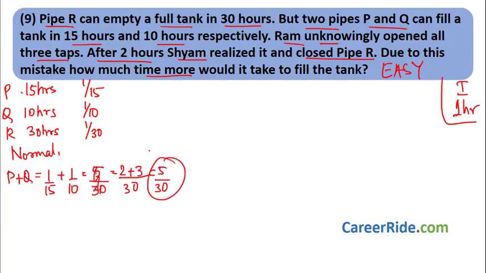This is the amount of work done by P and Q when both are opened. Normally, when just P and Q are opened, that means in 1 hour they do 5 upon 30 amount of work, or fill 5 upon 30 amount of tank.